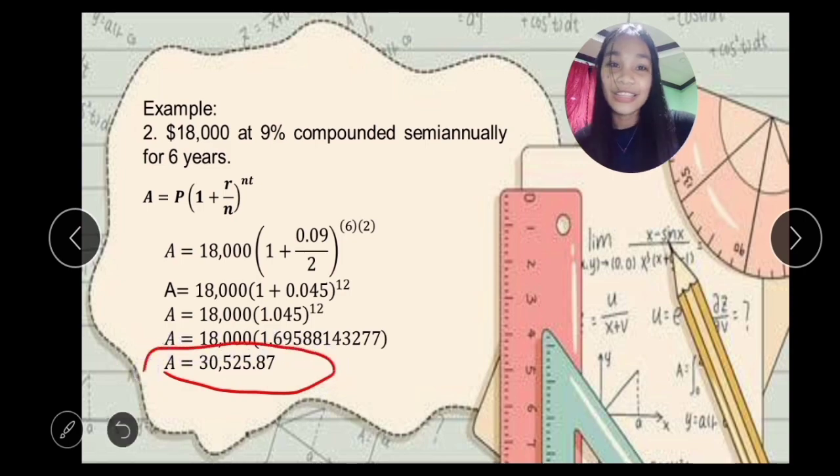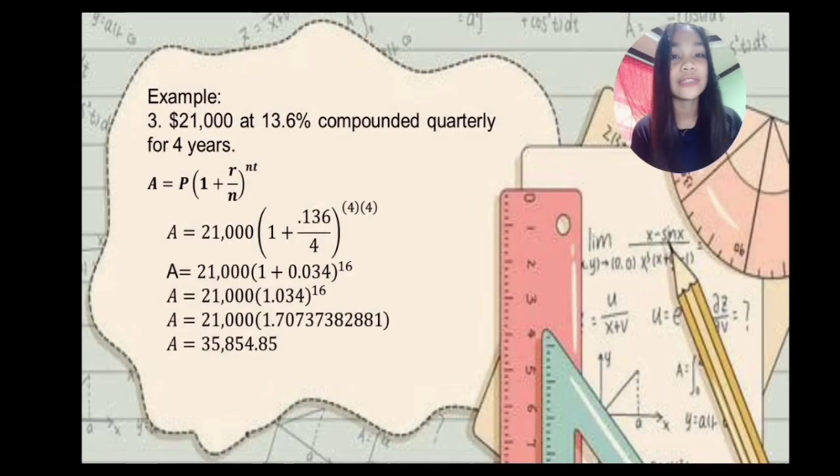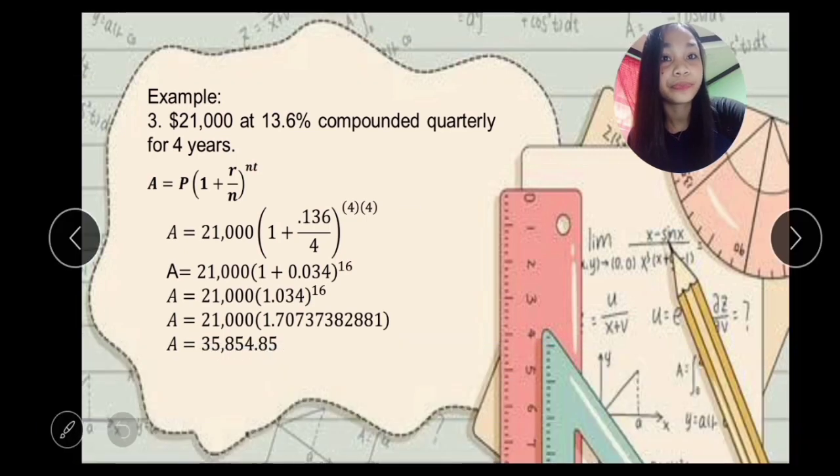That's it. Let's go for the last example. 21,000 at 13.6% compounded quarterly for 4 years. When we say quarterly, apat siya nangyayari. Our formula, ganun pa rin. All we need to do is find our principal, our rate of interest, and the number of times per year. Our principal is 21,000. And our rate of interest is 13.6%, so we should write it in decimal form.